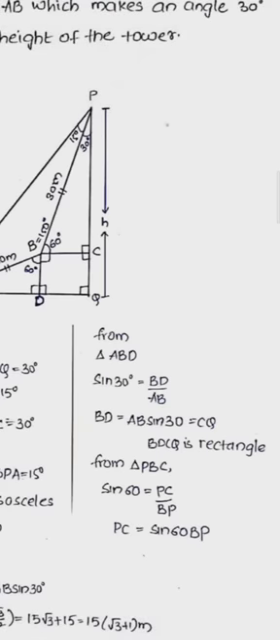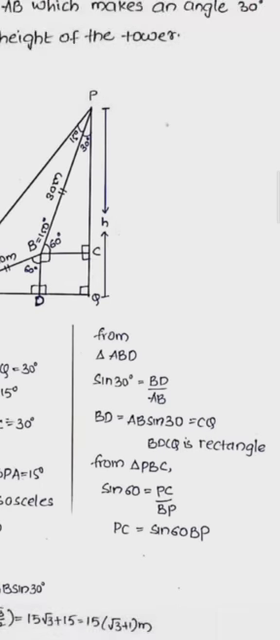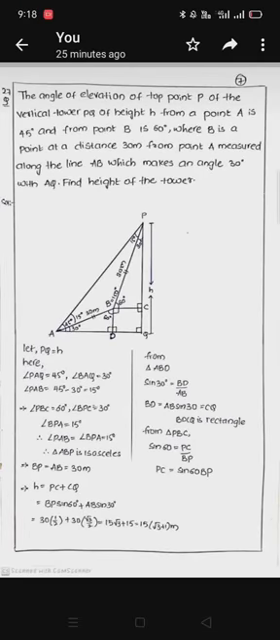So we have found the two partitions of the length H, CQ and PC. So the solution proceeds like this.